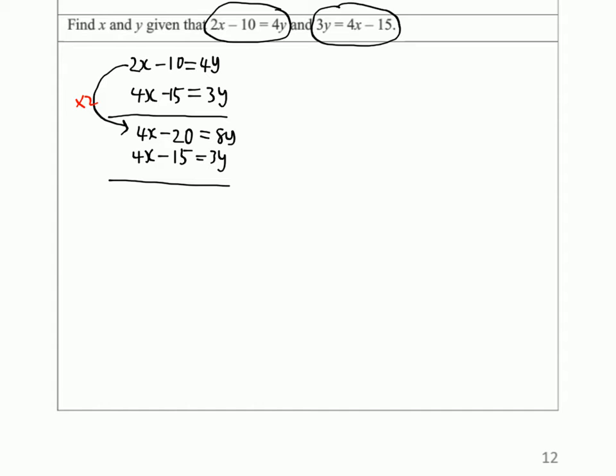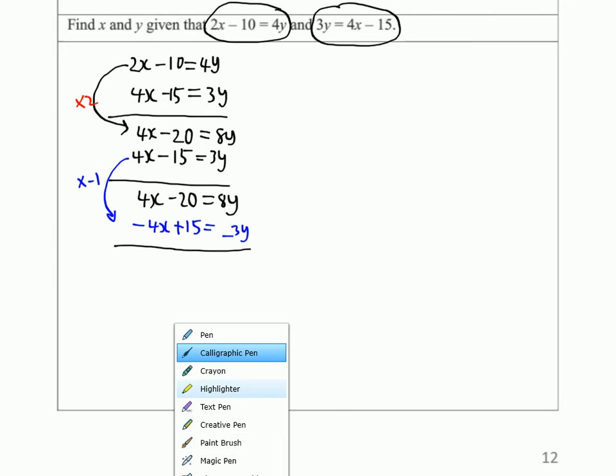We change the sign. It doesn't really matter whether you change the first equation or the second equation. At the end of the day, you still get the same answer. So I'm going to change that one there, switch the signs around. Actually, what we're doing is multiplying by negative 1. So 4x becomes minus 4x. Minus 15 becomes plus 15. And 3y becomes minus 3y. There you go. So now we can solve this simultaneous equation.